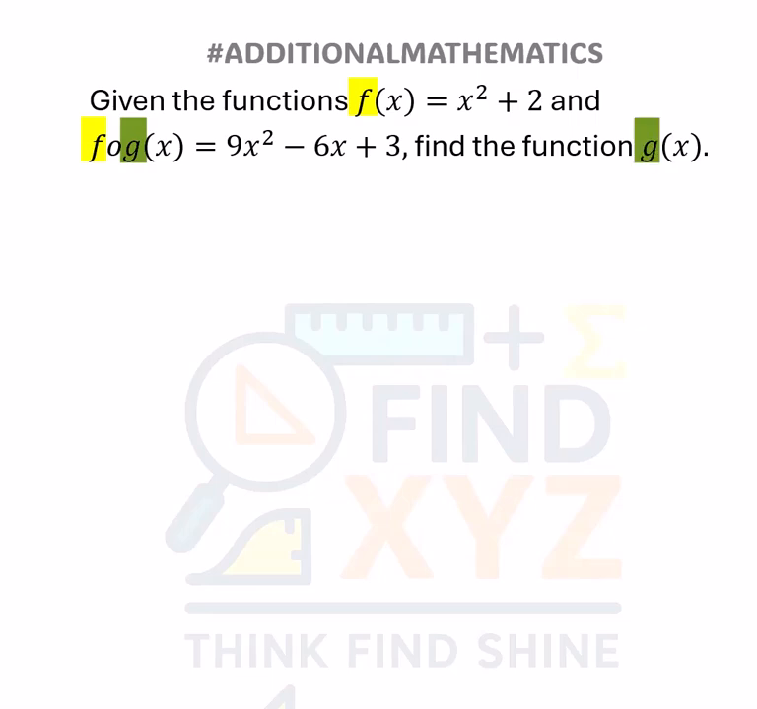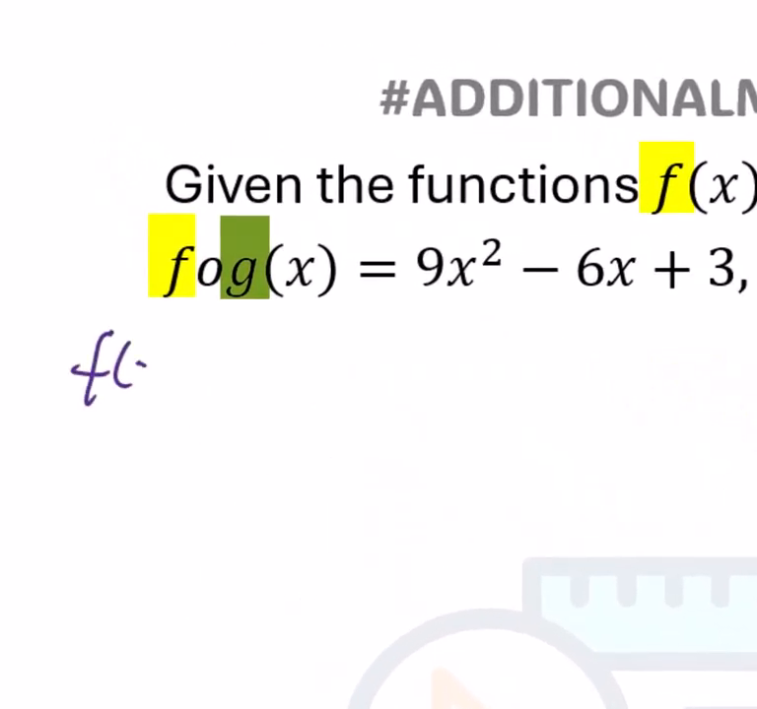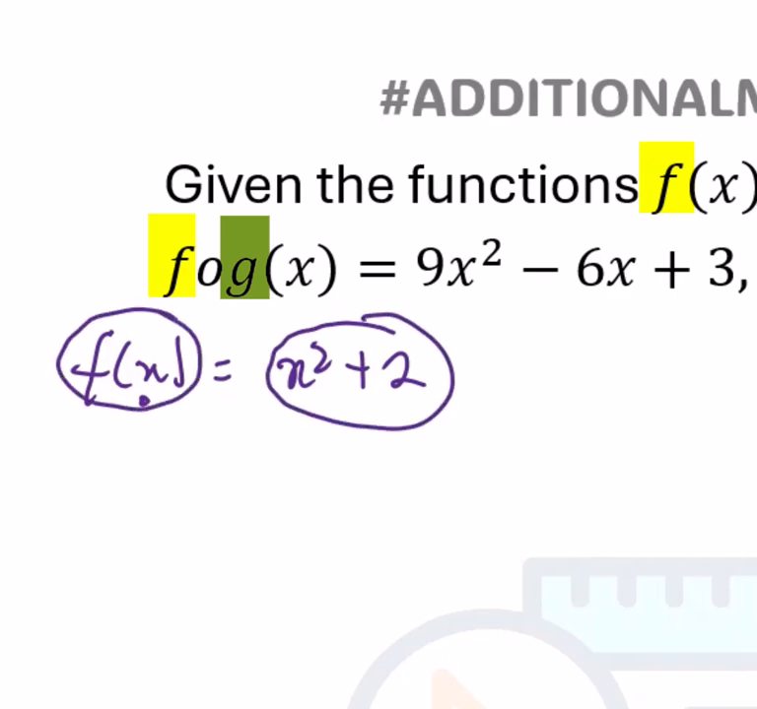Now, a function is like a rule that picks an input and gives exactly one output. So if I have f of x being equal to x squared plus 2, I'll input a value here and it follows this rule and it will give me an output, which is the f of x.